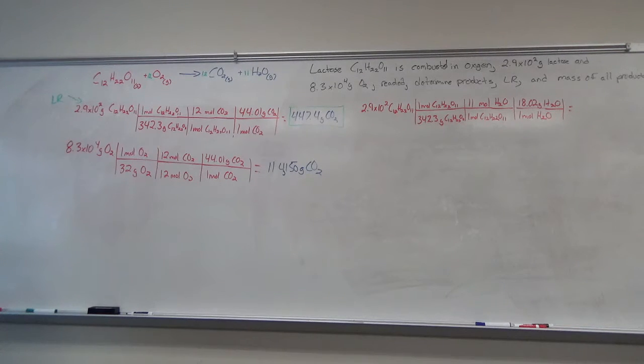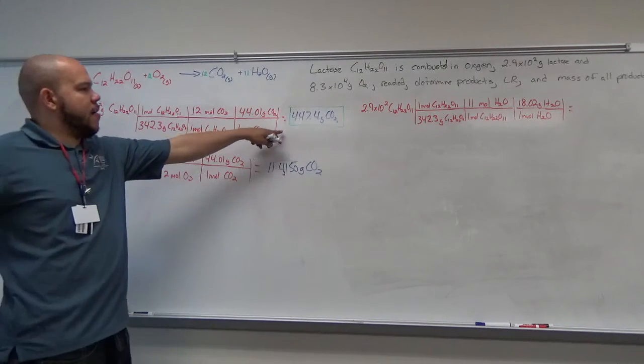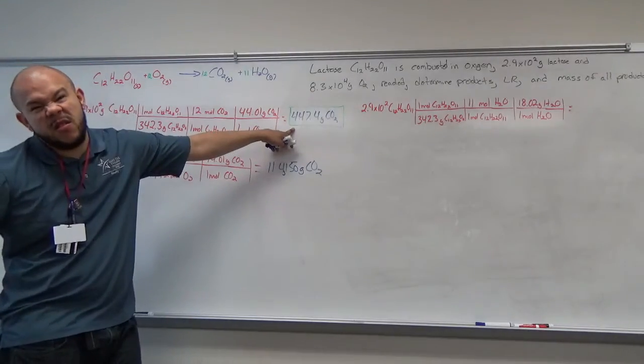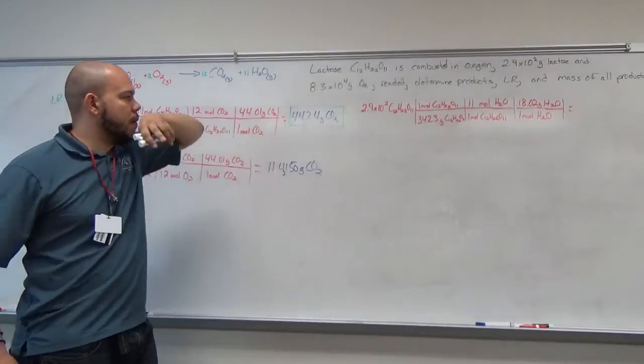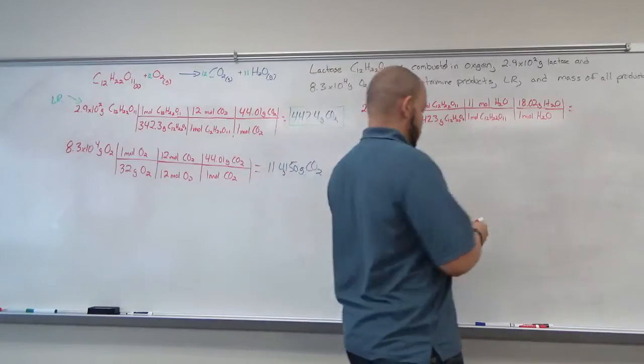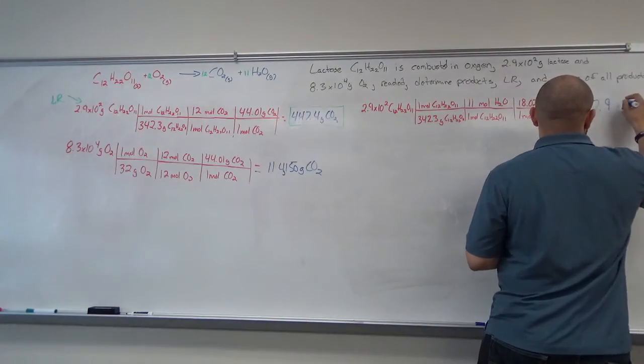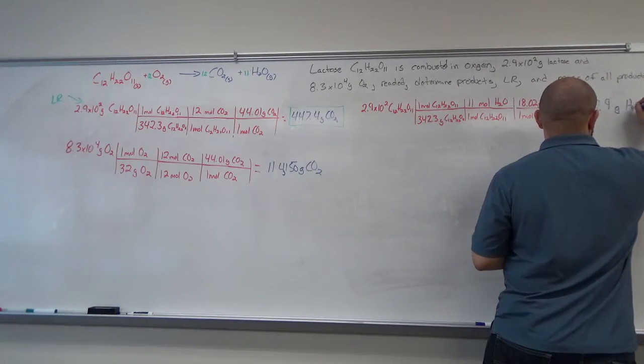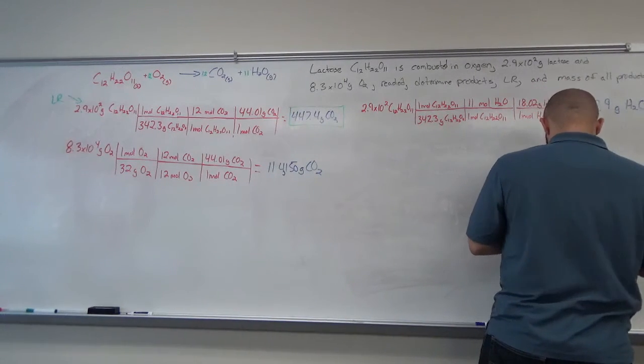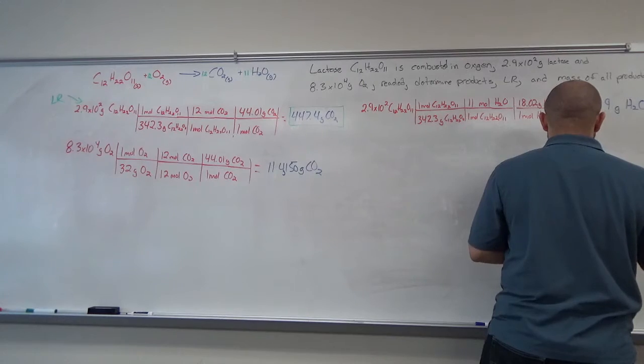It should be smaller than this number. So it should be about half of this number. 167.9. A little under half. 167. All right, so there are your two product values.